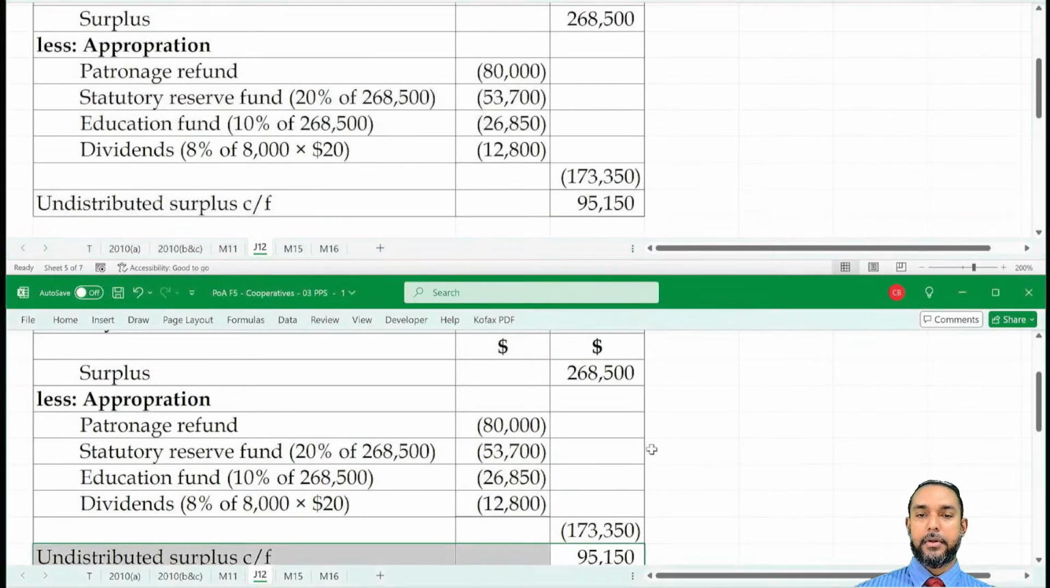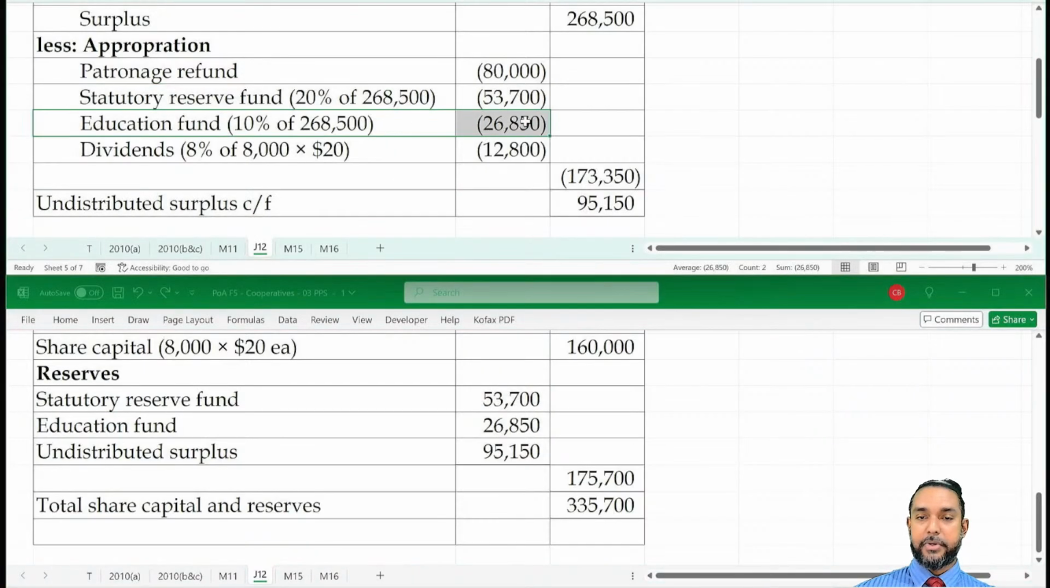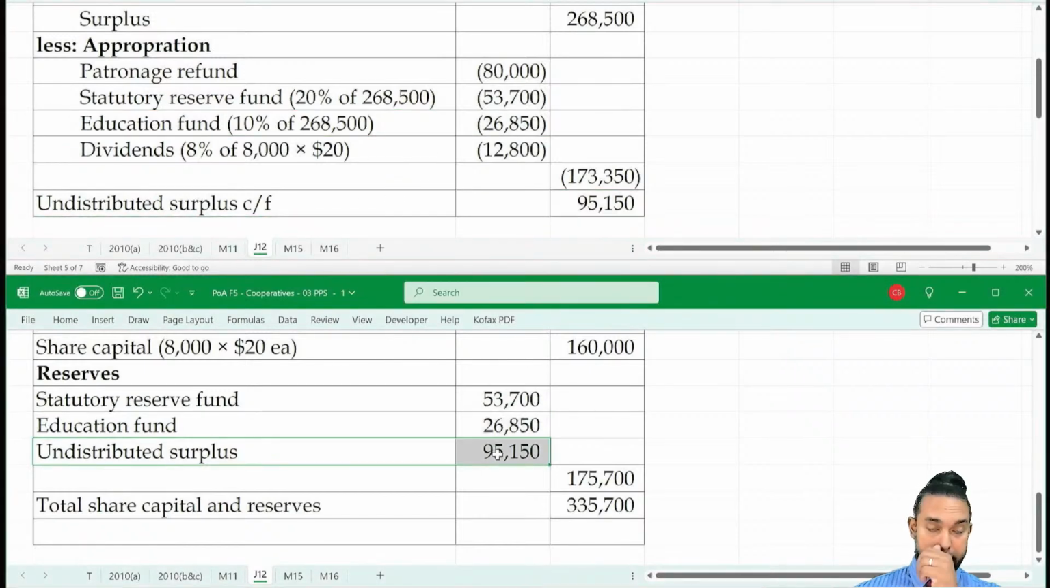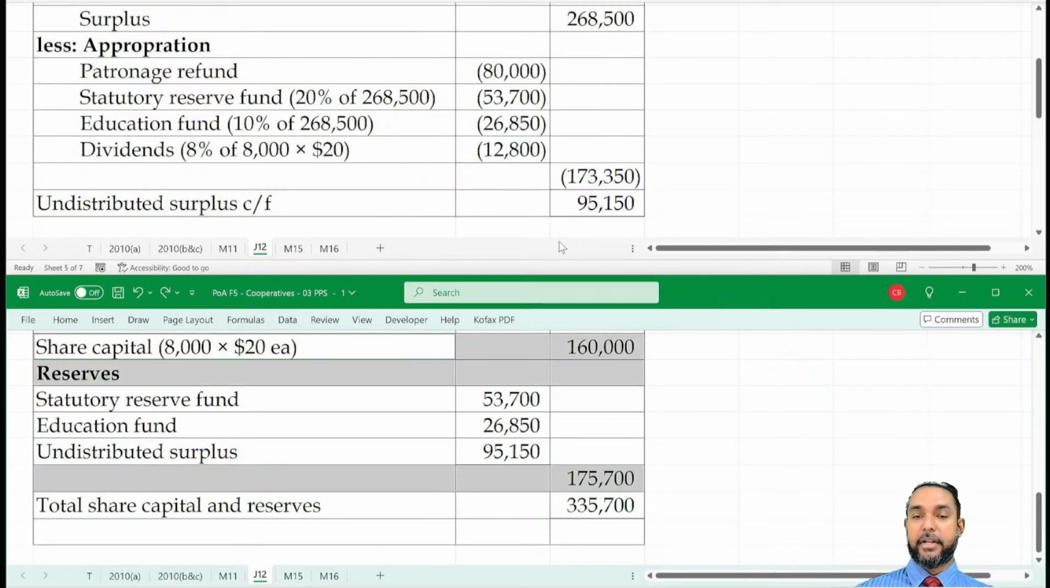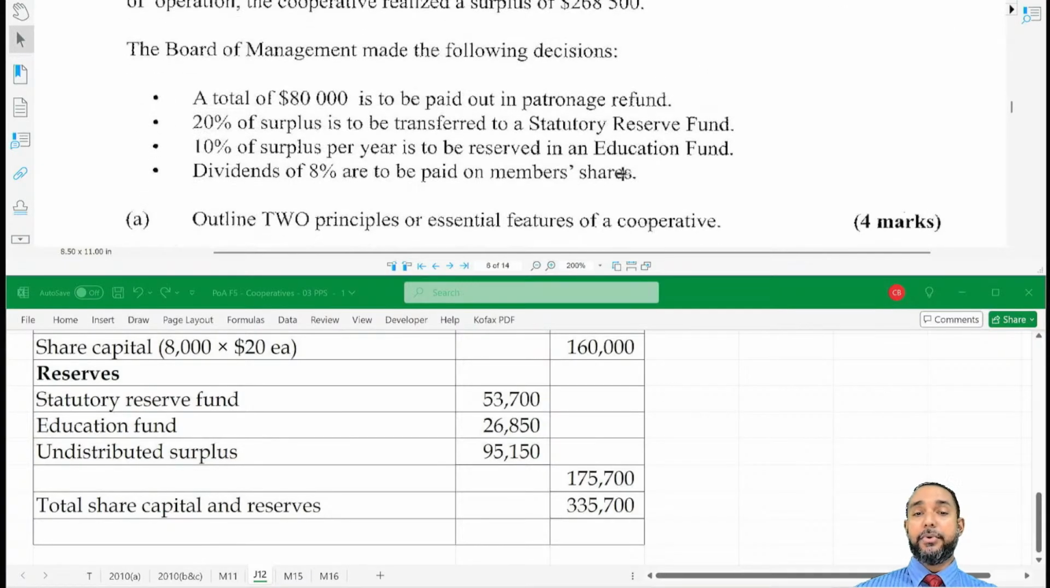Now, if we look down here in the capital section of the balance sheet, you'll see the same 53,700 from on top, the 26,850 here, and 95,150 here, each of which is a reserve. When you add those up, you get the subtotal for the section, and you add that to your share capital. The share capital was found by multiplying the number of farmers by how much they each contributed towards the purchase of shares. There was no other information in the question about changes in the value of share capital, and you just add those two: share capital and then the total reserves.